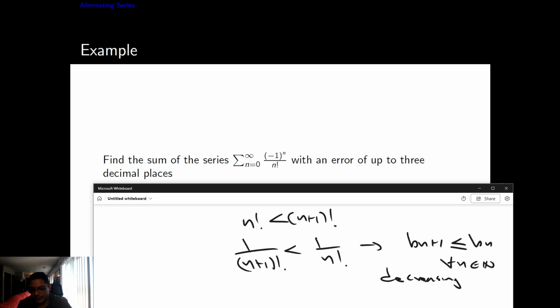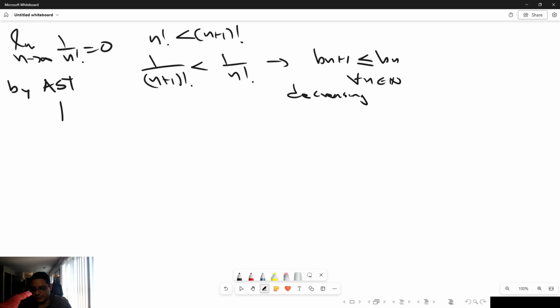Now also, it's very easy to see as well that the limit when n goes to infinity of 1 over n factorial is just going to be 0. So by the alternating series test, we know that the series here converges. We know that the sum from n equals 1 to infinity of (-1)^n over n factorial converges.